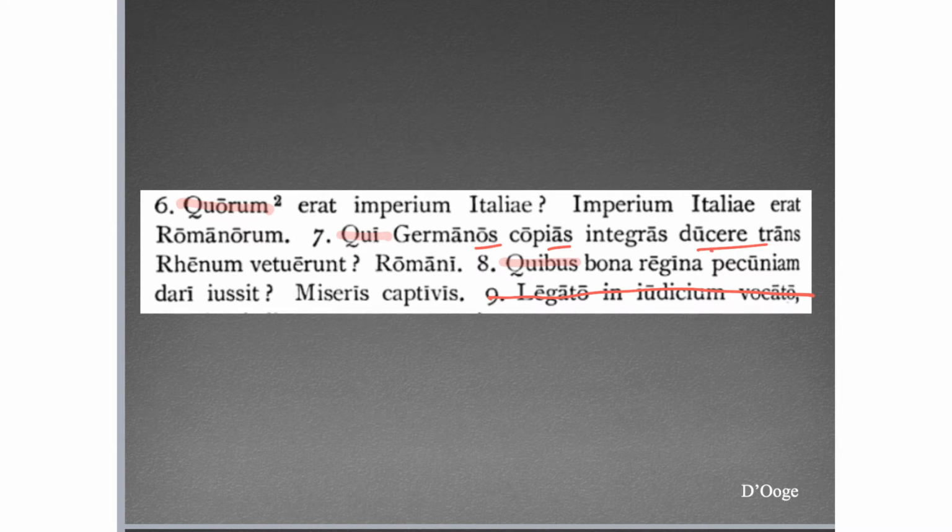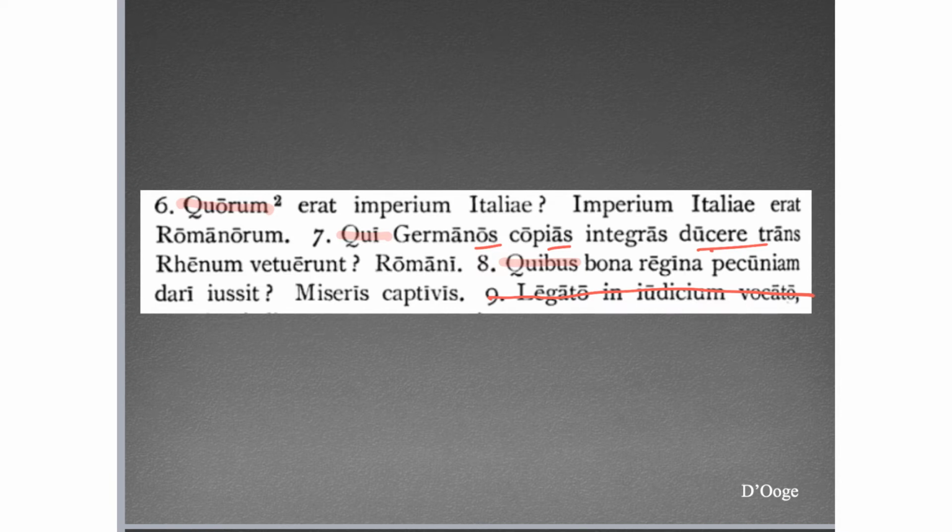All right. Oh, by the way, I forgot in both 7 and 8 to translate the answer. So in 8, miseris captivis, note that is dative as well. The good queen ordered money to be given to the miserable captives or prisoners, miseris captivis. And then number 7, who forbade the Germans from bringing all of their supplies across the Rhine, Romani. So because qui is a subject, because qui is nominative, the answer is going to be nominative as well. The Romans forbade the Germans from bringing all of their supplies across the Rhine.